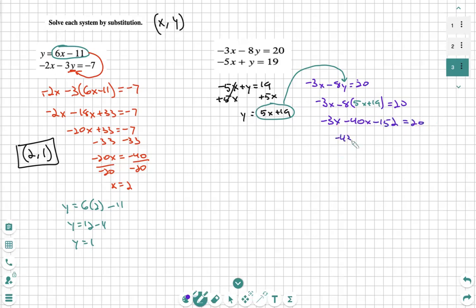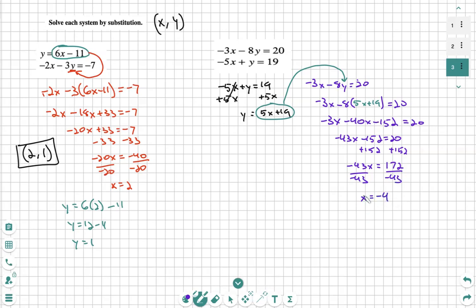Combine like terms on this side. Move over our 152 to the other side. We have negative 43x is equal to 152 plus 20. And what we have here is negative 43x is equal to 172. We're going to divide by negative 43, divide by negative 43. X is equal to negative 4.